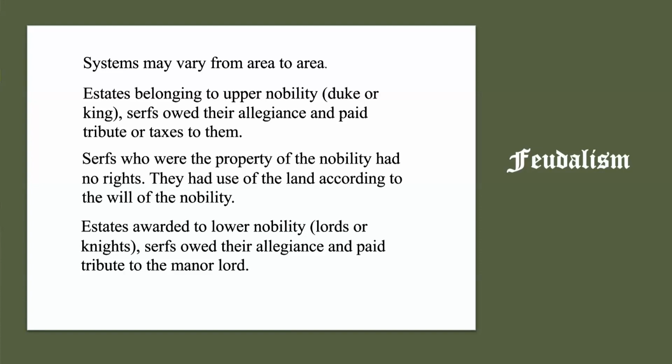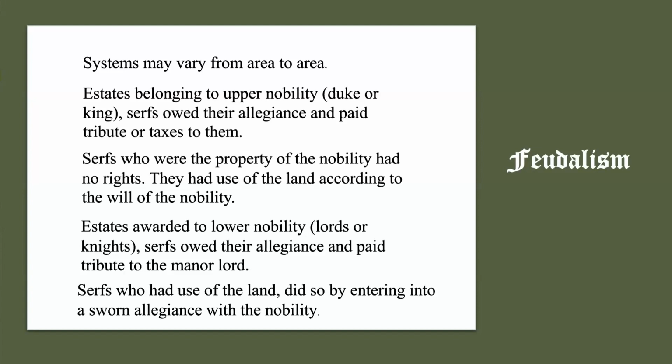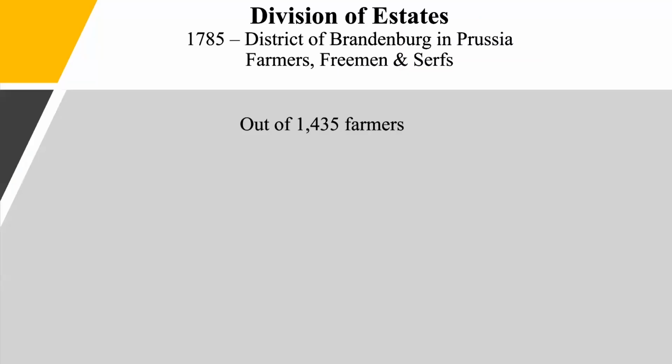Estates were awarded to lower nobility, such as lords and knights. Serfs owed their allegiance and paid tribute to the manor lord. Serfs who had use of the land did so by entering into a sworn allegiance to the nobility. This example of the division of estates pertaining to farmers, freemen, and serfs was found in the 1785 district of Brandenburg, Prussia.